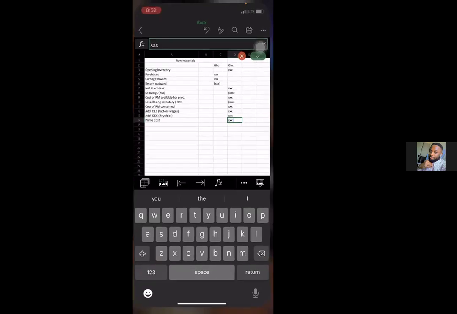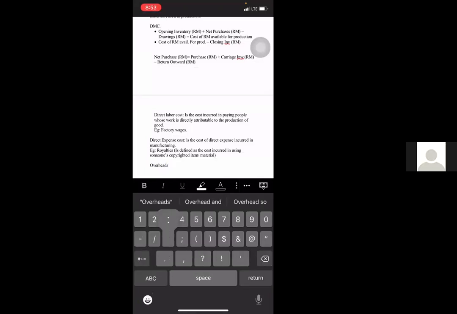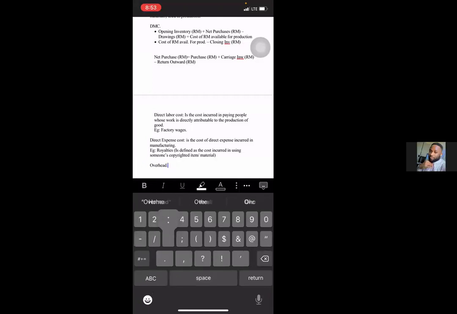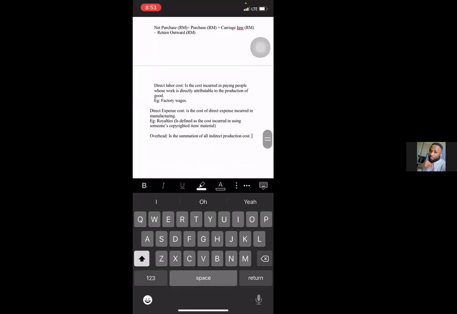Overhead. What are overheads? What is overhead? Overhead is the summation of all indirect. Very good. It's the summation of all indirect production costs.